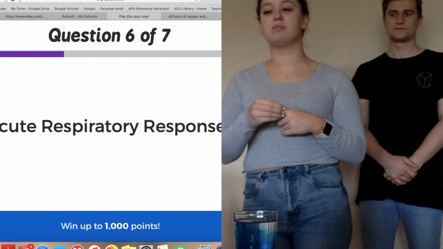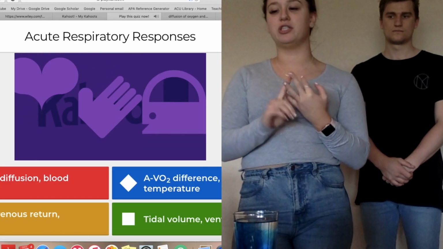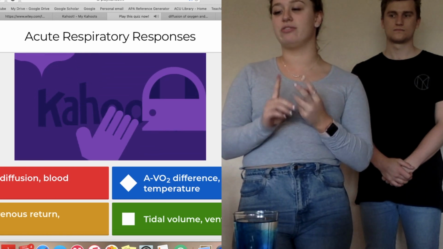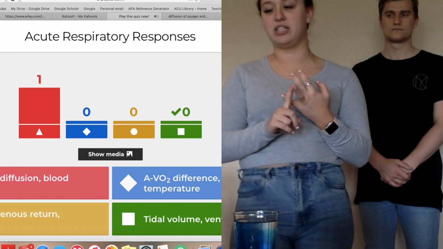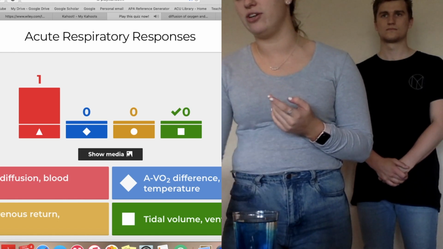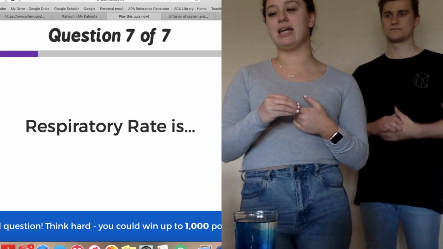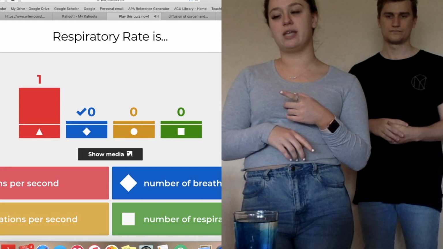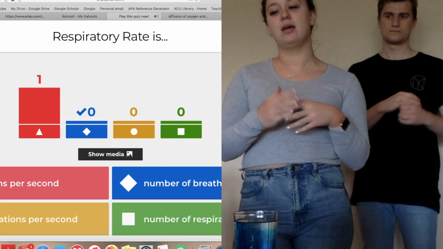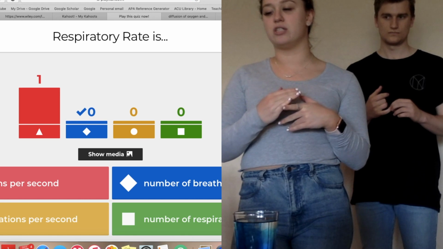Acute respiratory responses. So you've got to identify these. We've got respiratory rate, diffusion, blood pressure, AVO2 difference, tidal volume, temperature, cardiac output, venous return, ventilation, and tidal volume, ventilation, diffusion. And respiratory rate is, this is the last question: number of breaths per second, number of breaths per minute, number of respirations per second, number of respirations per millisecond.